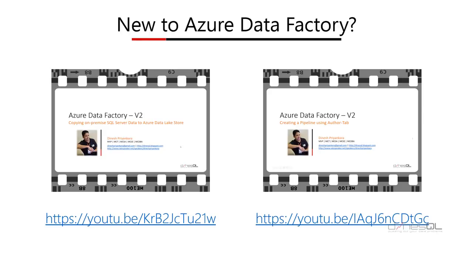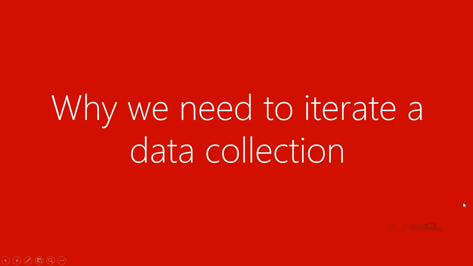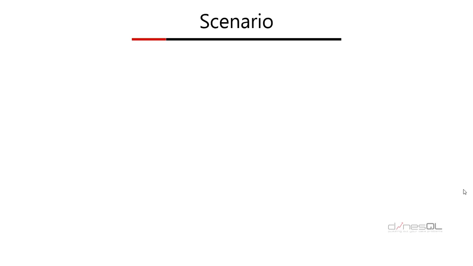These two videos discuss things like linked services, datasets, integration runtime, how to access on-premise data, how to access cloud containers like Azure Data Lake Store, and how to create a pipeline using the author tab, or how to get the pipeline created using the wizard. So you have to know these basic implementations related to Azure Data Factory in order to continue with the advanced part. So if you are new to this Azure Data Factory, watch these two videos and then continue with this video. Let's try to understand why we really have to iterate a data collection.